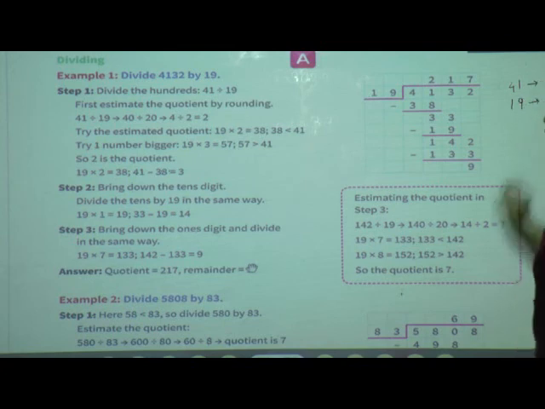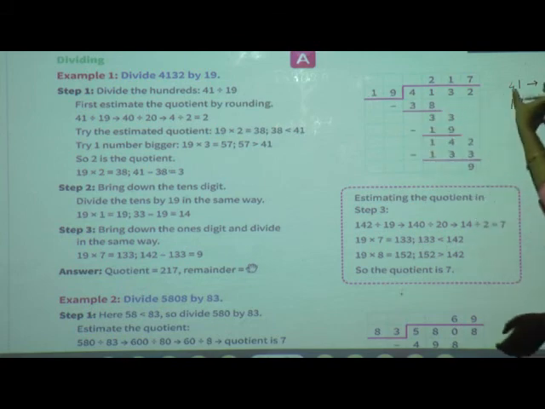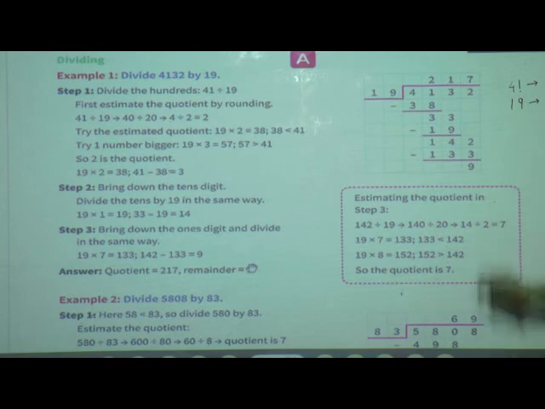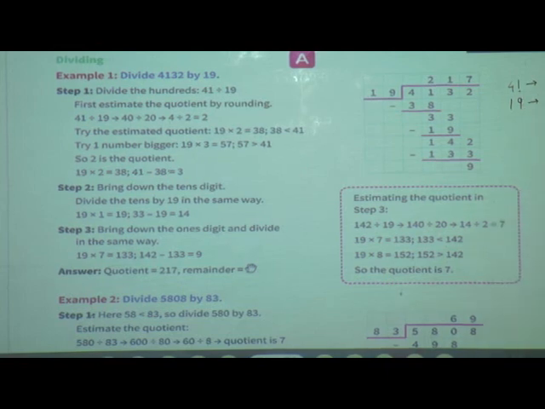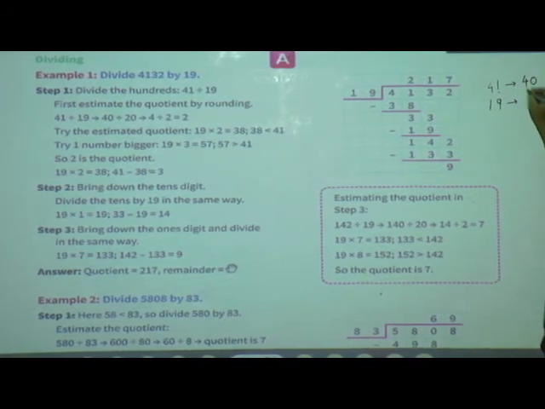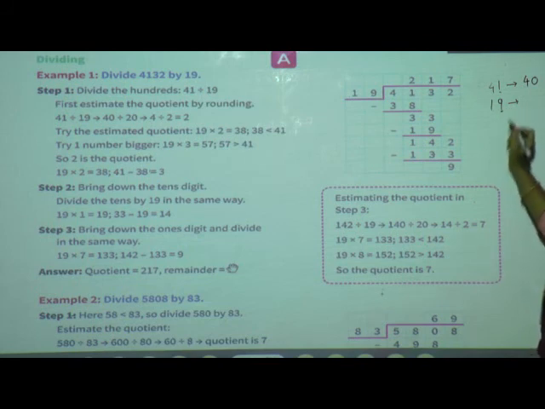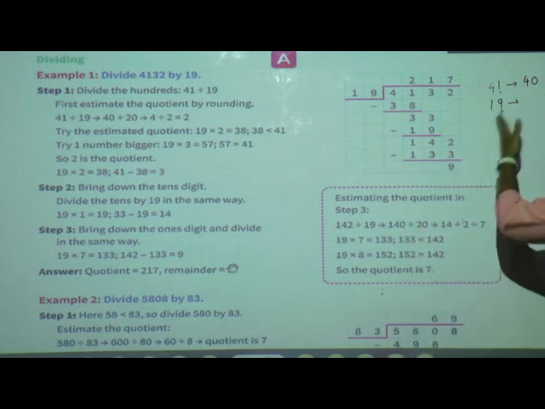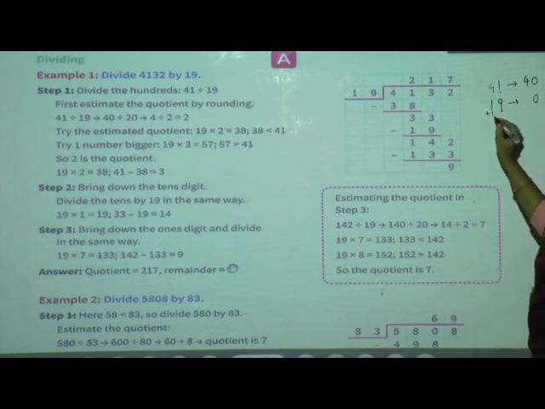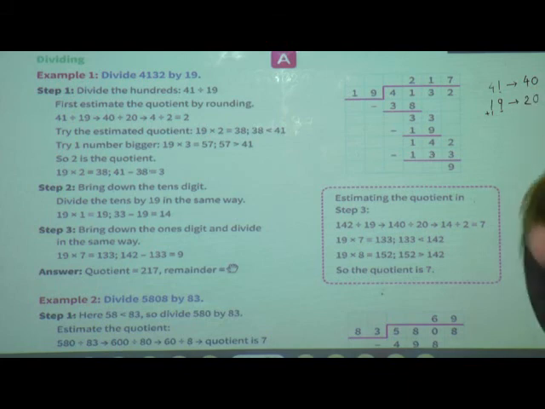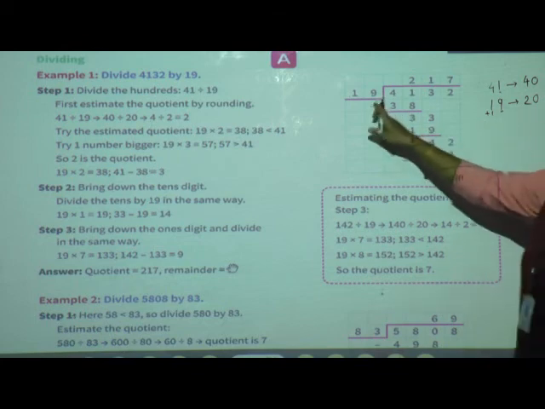Now what you have to do? You have to estimate the first numbers. These are the first numbers. We have to estimate this number. Now see, which is the rounding nearest to 41? At the ones place 1 is there, so place the 0 without changing the tens place, means 40. Now what about 19? See, in 19, 9 is at the ones place. If it is 5 or more than 5, place the 0 and add 1. So 1 plus 1 is 2. So now what is there? 20 and 40.